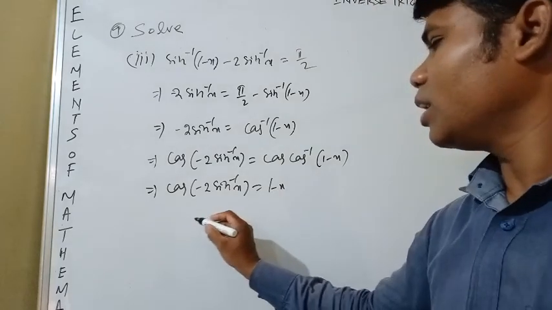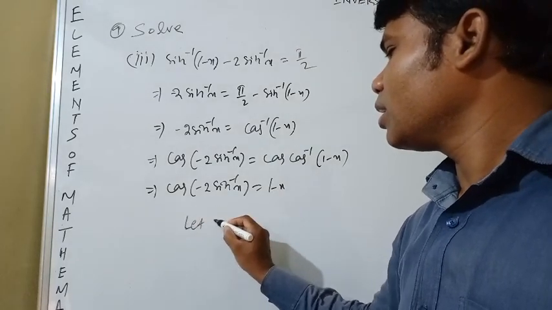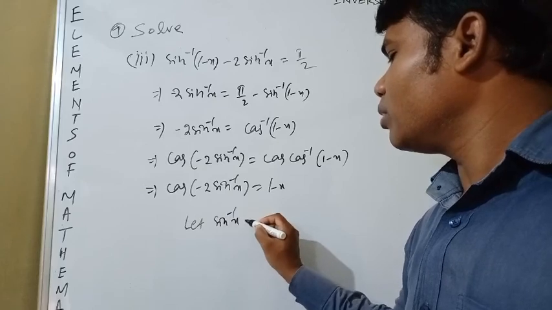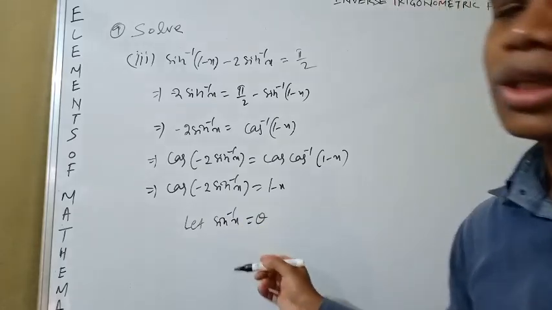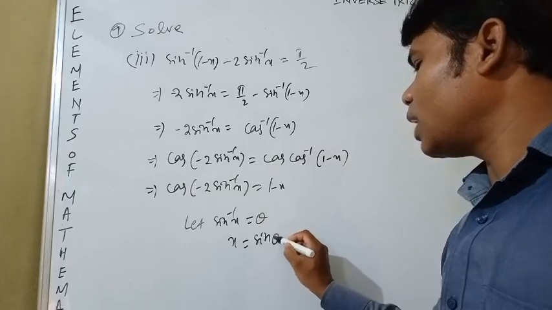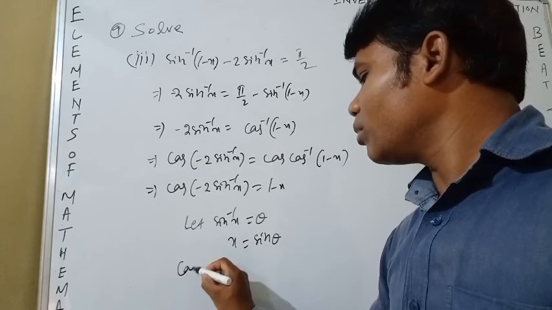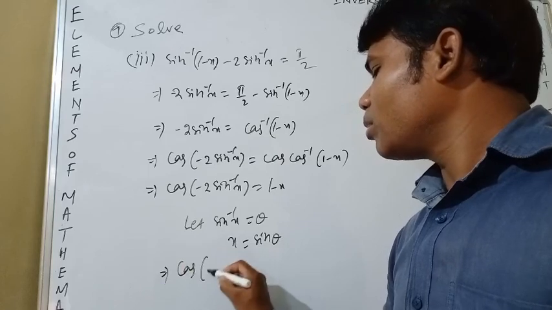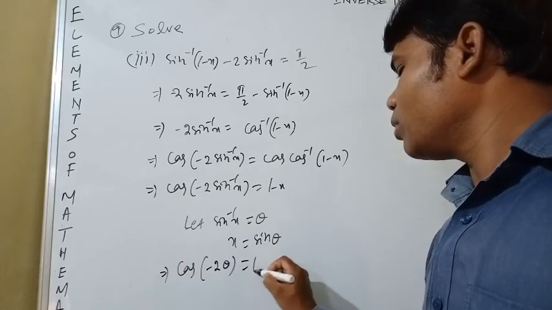Let sin inverse x is equal to theta. So x is equal to sin theta. So this is equal to cos minus 2 theta is equal to 1 minus x.